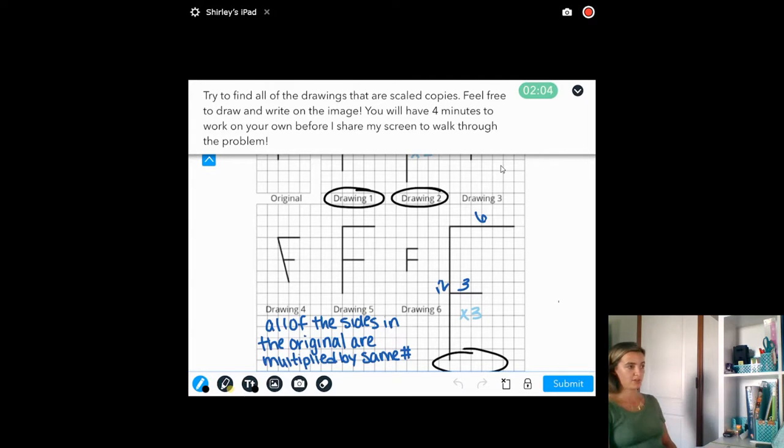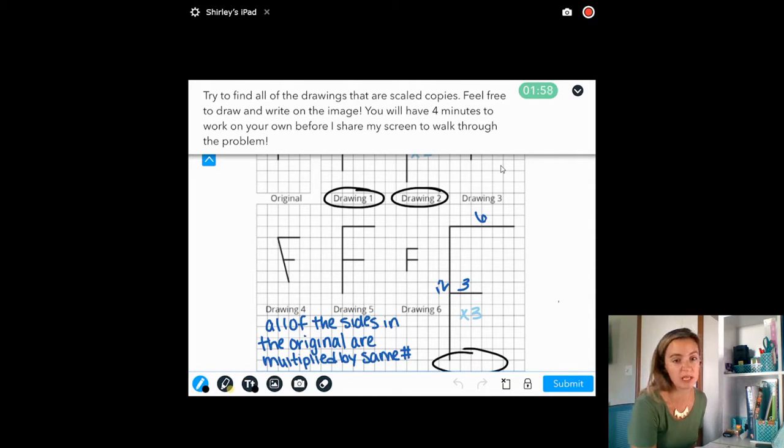If you have come to your decision on which ones you wanted to circle, push yourself to try and think, how can you prove using math that they're scaled copies? So if you circled some drawings, try to find patterns between the original one and whatever you drew. How can you prove mathematically that it's a scaled copy?